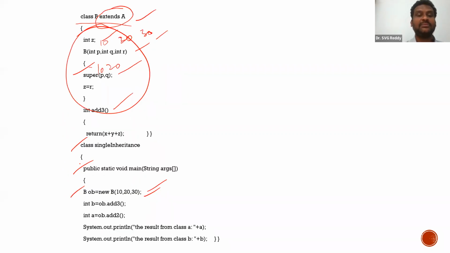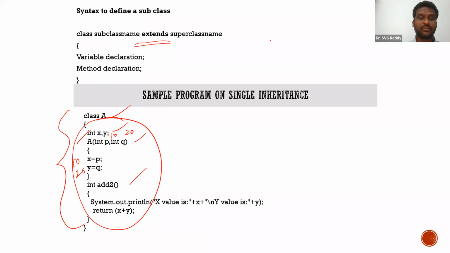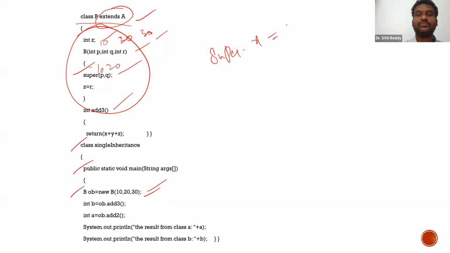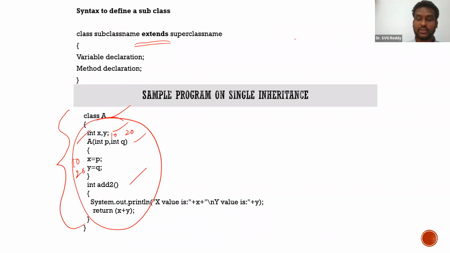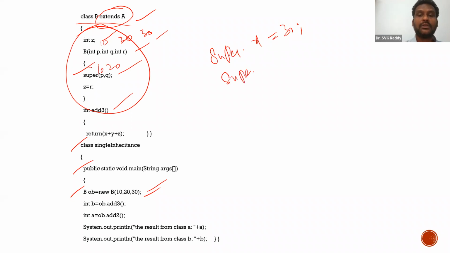Now I should tell you something here. The super constructor is accessed. In the same way, we can access super dot variable. See, X is here in the super class. I can assign some value to it. Or I can access the super method also, add2, with super dot add2. I can access that from the derived class, the subclass or the child class. So super constructor, super variable, super method. The very important, powerful keyword super. So hope you've got some idea.